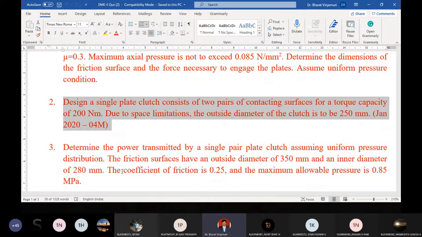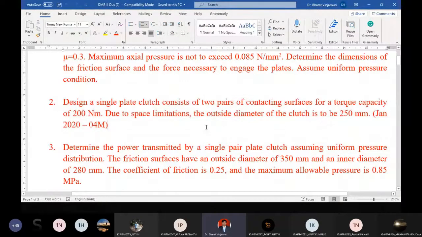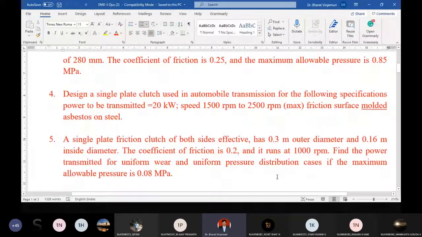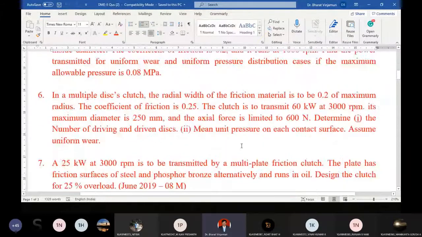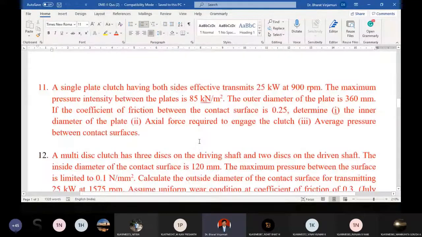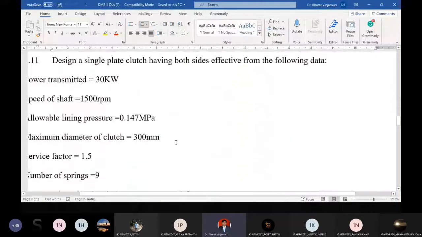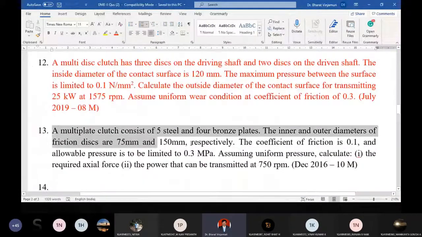Sometimes we cannot help it. He has given 4 marks. The other questions he has given for the remaining marks, but 4 marks also he has given. What exactly are you finding here? You are trying to find the outside diameter of the clutch. I have typed all the questions for you, 13 questions. There are many more questions actually. The other questions we will try to solve.